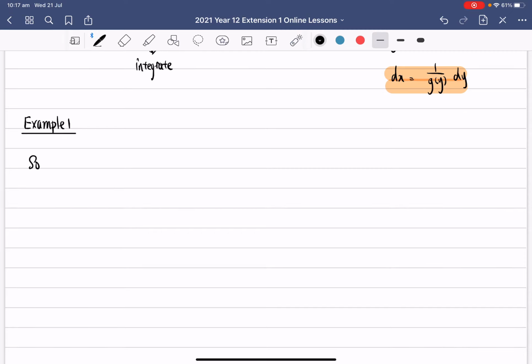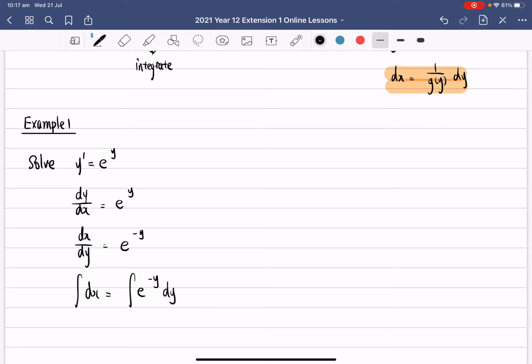The question says solve y dash equals e to the power of y using both approaches. I'm just going to use one approach, the second method, but it's up to you which method you like to use. So dy over dx is equal to e to the power of y. Therefore, taking the reciprocal of both sides, dx over dy is e to the power of minus y. When you integrate, dx is equal to the integral of e to the power of minus y dy. So the answer here is x is equal to minus e to the power of minus y plus c, for a constant c.